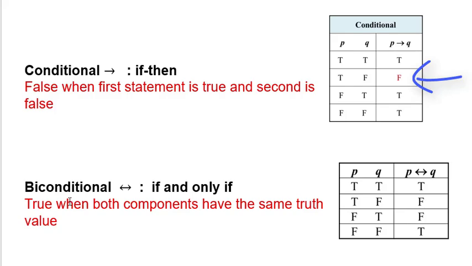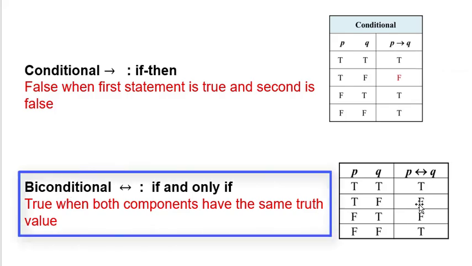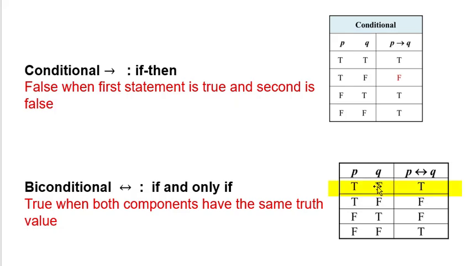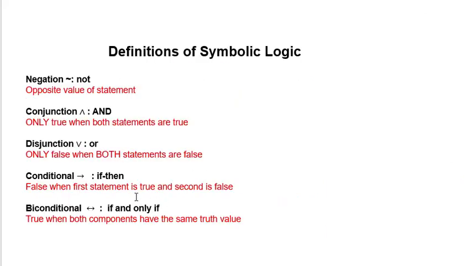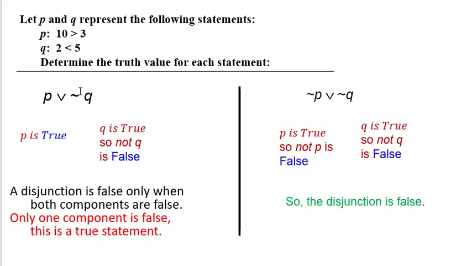Last one, biconditional, if and only if. If both statements are true, or if both statements are false, then the biconditional is true. And this is what we have talked about. Let's get started. I first want to start with this little example.